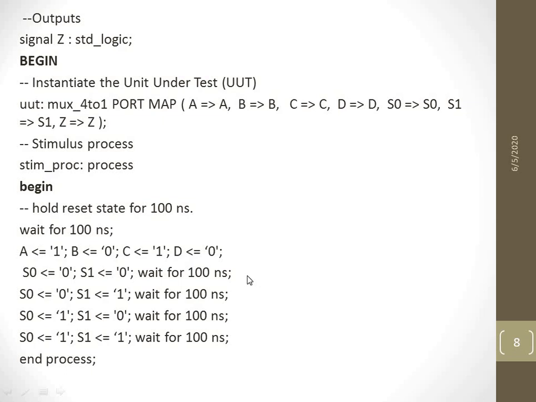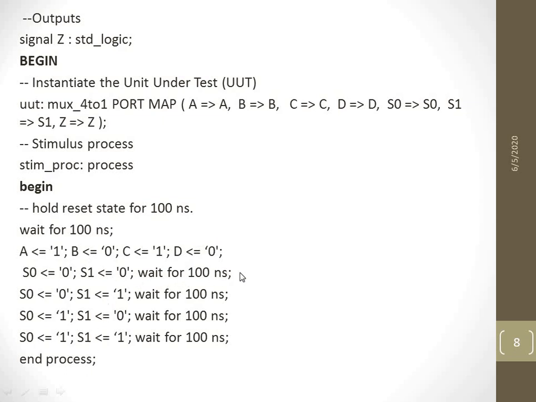My output should follow A, so that means my output will be producing 1. And in this case 0 1, what will be my output? My output should follow B, that means my output will be 0. And here 1 0, my output should follow C, so my output will be 1, because I have already initialized. So this is the initialization part which I have done for all the states.